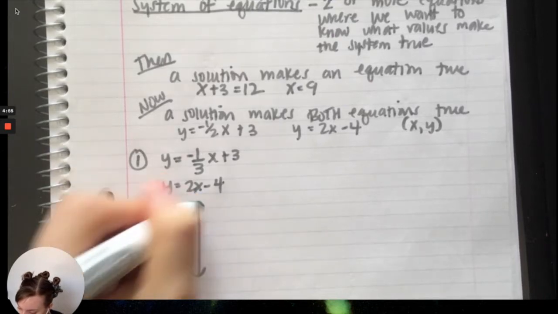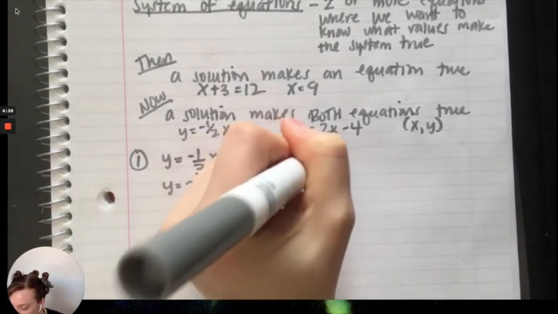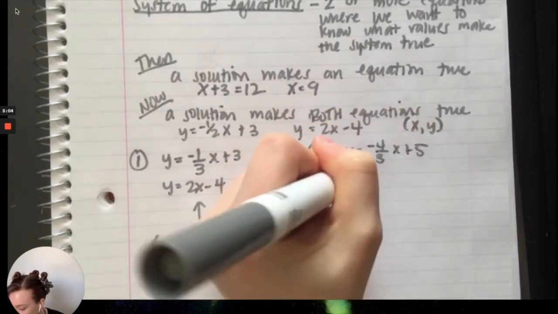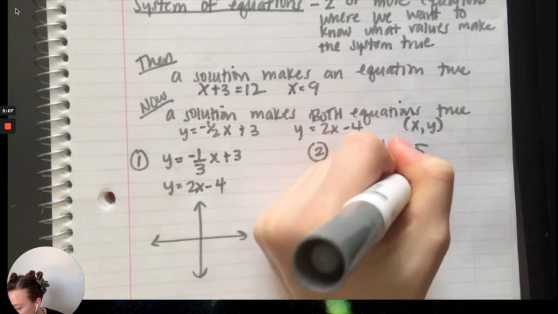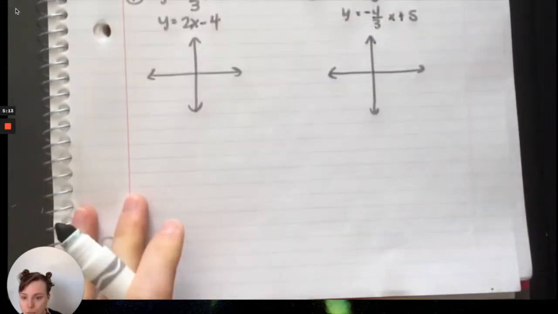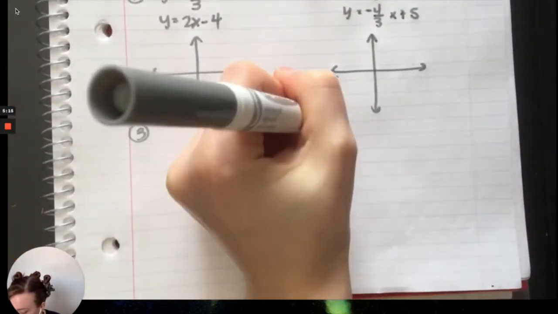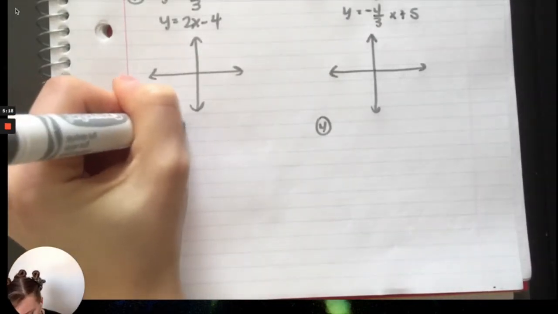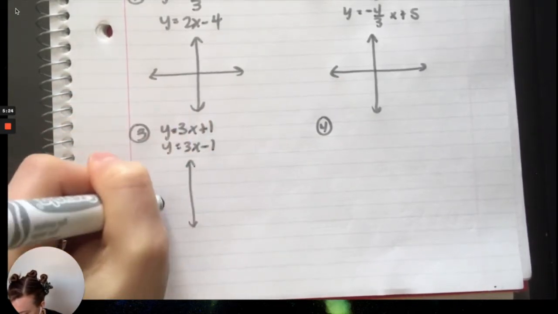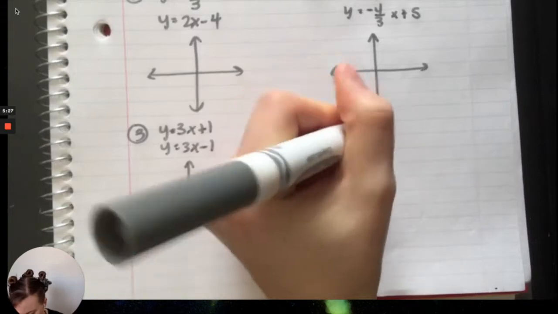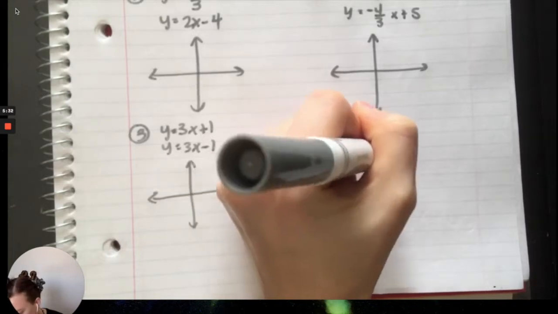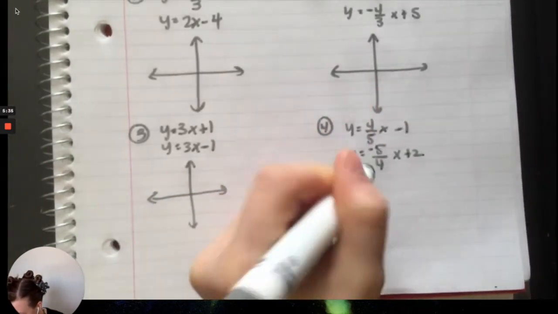So we're going to sketch our axes. And I guess right now let's just set up all of them. That way you know you have the room. y equals -4/3 x plus 5. Sketch the axes. 3 and 4. 3 is going to be y equals 3x plus 1, y equals 3x minus 1. And then y equals 4/5 x minus 1. y equals -5/4 x plus 2.